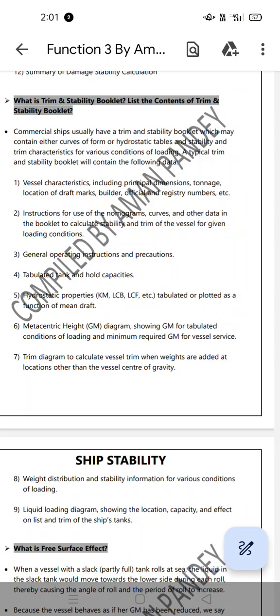So the hydrostatic trim booklet consists of the nomogram curves used for the hydrostatic tables, from where we can get the KM and KG, LCF, hydrostatic data and GZ curves, KN cross curves, and ship particulars and Plimsoll mark dimensions, and basically capacity of the vessels and KM.